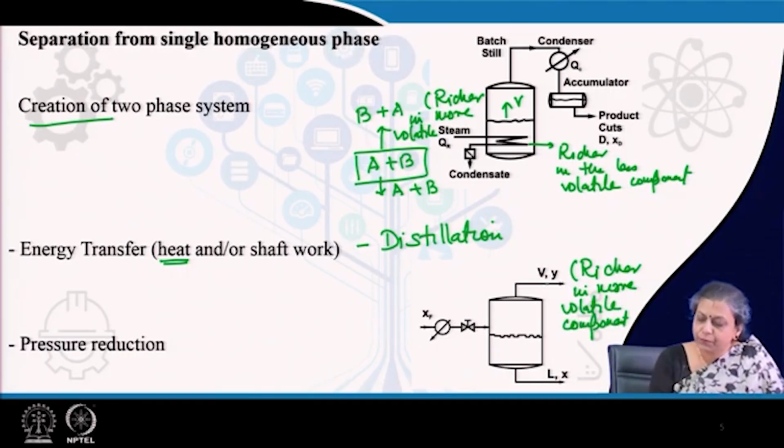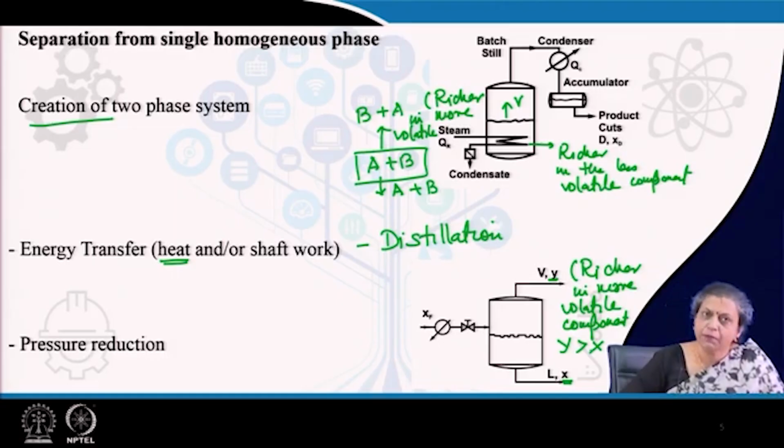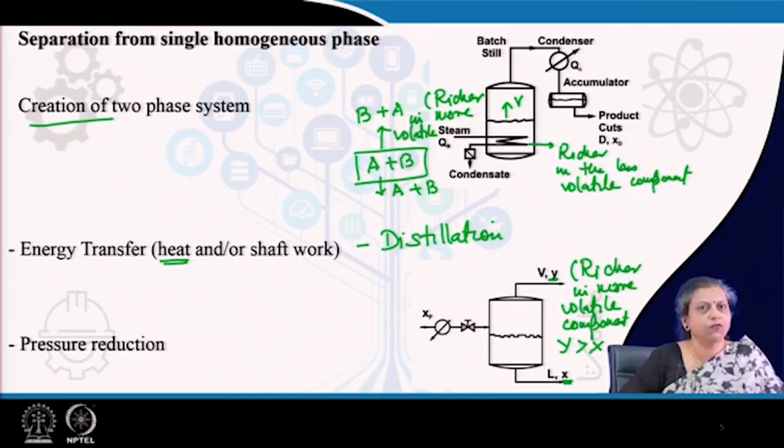So, therefore, generally the composition of the more volatile component in the vapor is denoted by Y and the composition of the more volatile component in the liquid is denoted by X. By this particular process we always obtain Y to be greater than X. So, this is one particular way of attaining separation of components from a single homogeneous phase.